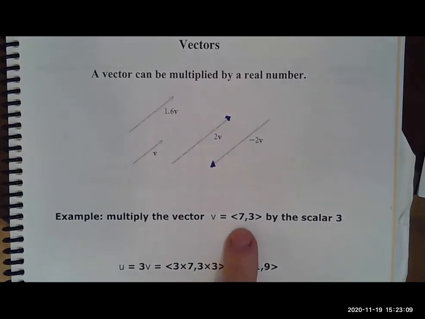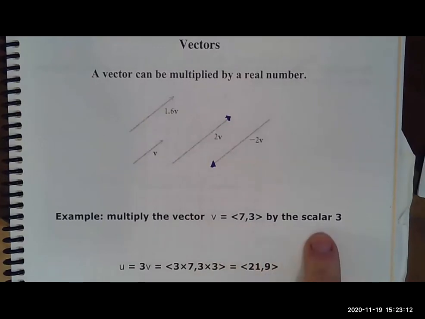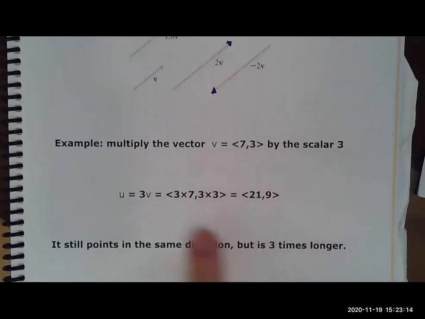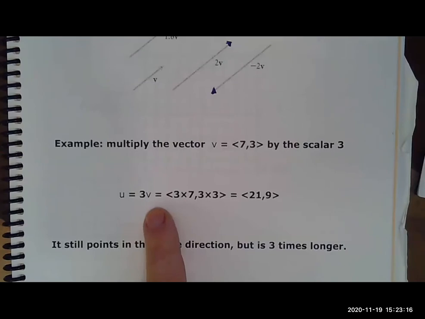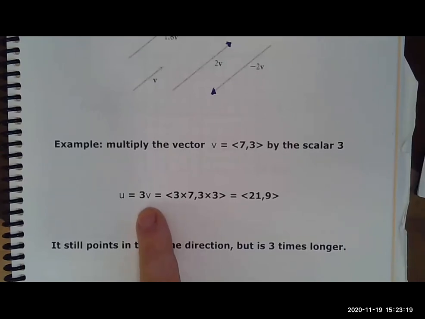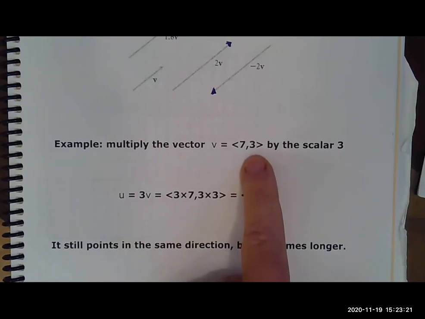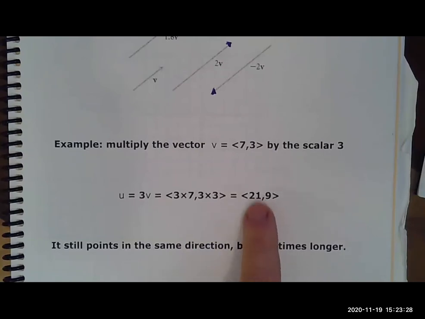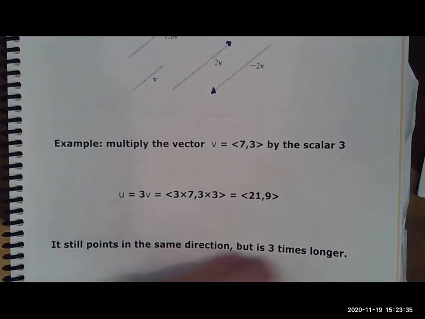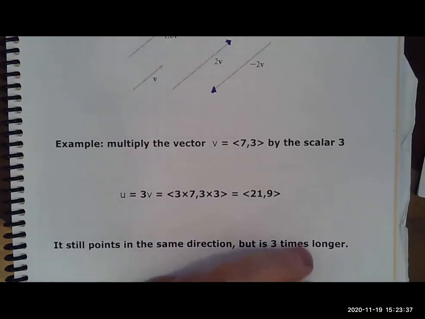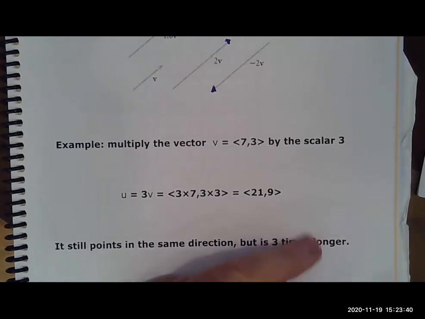So if I want to take this vector and multiply it by a scalar or a factor of 3, it's as if I multiply, like distributing, the 3 to every component. That's the 7 and the 3. And you just get 3 times as long or as big for each one of the components. So the algebra of vector scalar multiplication, pretty easy.